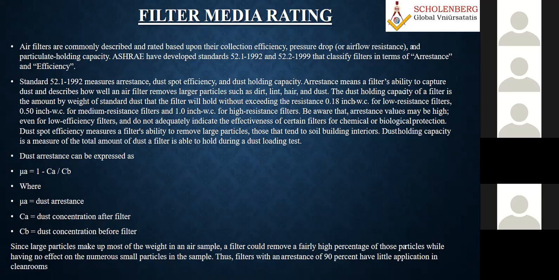Basically, for dust efficiency, they normally use another term called arrestance. This is another term. Arrestance means a filter's ability to capture dust, and it describes how well an air filter removes large particles such as dirt. The dust holding capacity of the filter is the amount, by weight, of standard dust that the filter will hold without exceeding the resistance of this much pressure drop.